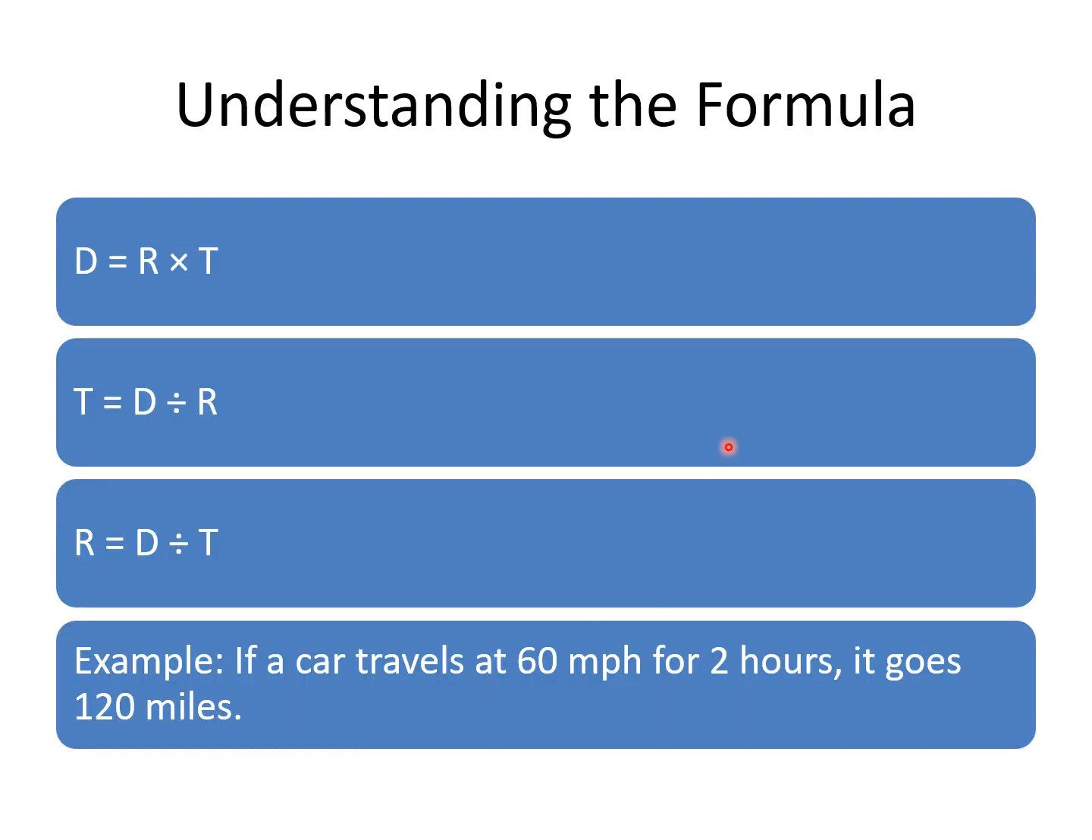Now we can rearrange this formula to solve for the distance, which is equal to rate times time. The time is equal to distance divided by rate, or the rate is equal to distance divided by time. So in a simple example here, if a car travels at 60 miles per hour for 2 hours, it's going to go 120 miles. So that's rate and then your time is equal to distance. So that's that formula right there.